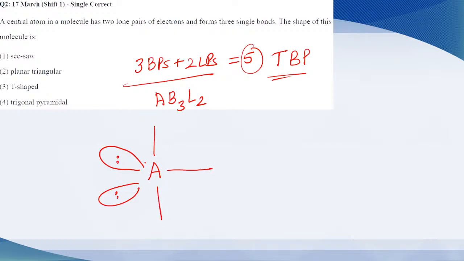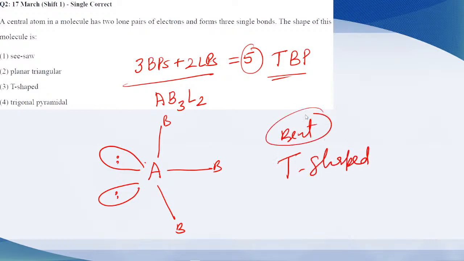It is like this. These 2 axial bonds are slightly bent. So it is bent T shape, but in actual it is bent T shape, but generally we call it T-shaped. So it is T-shaped. Option number 3.